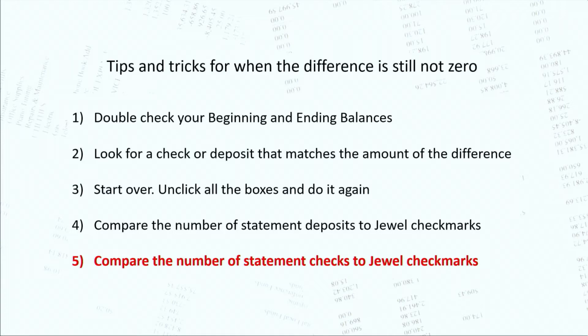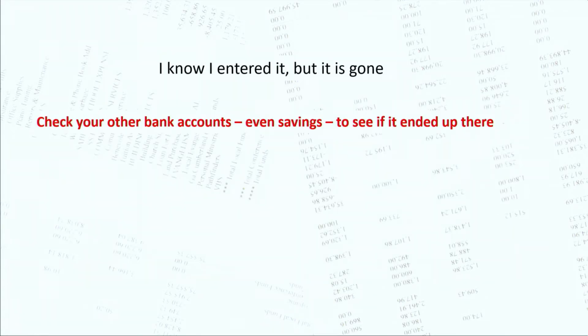And finally, a couple of less common mistakes that can lead to bank rec frustration. I've heard it before. "I know I entered it, but I can't find it now." Jewel doesn't lose offerings or checks. Unless they're overwritten when you receive from auditor, they are there.